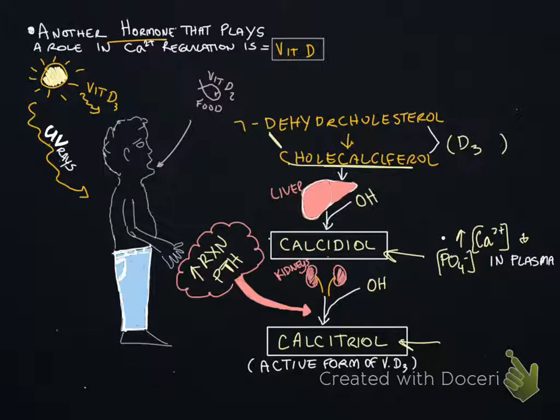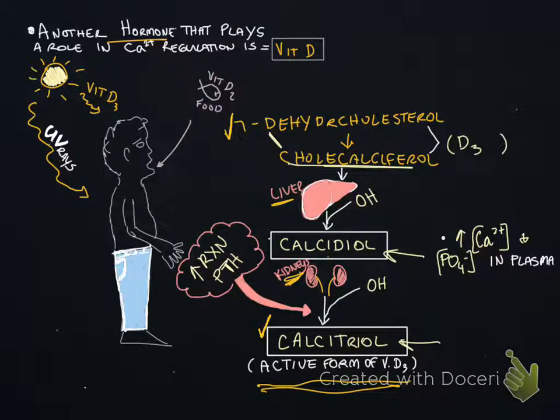Another hormone that plays a role in calcium regulation is vitamin D. And we can get vitamin D in numerous ways, either from the sun or from certain foods. So the sun interacts with certain steroids and cholesterols found in the skin, and they actually make this very first molecule here, cholecalciferol, which is D3, and then it goes on to the liver, processed by the liver, turns into calcidiol, and then it gets processed by the kidneys and turns into calcitriol. Now this is the actual active form of vitamin D3 that we can actually use.